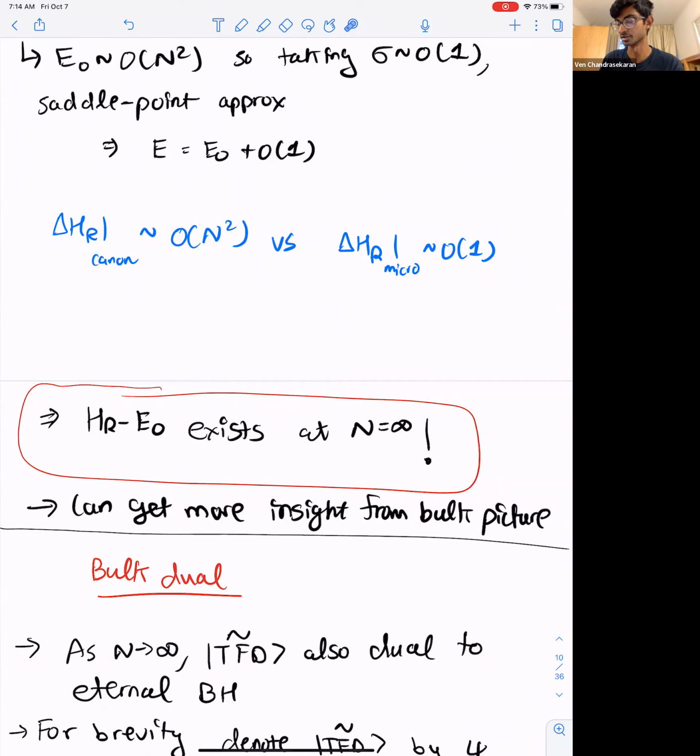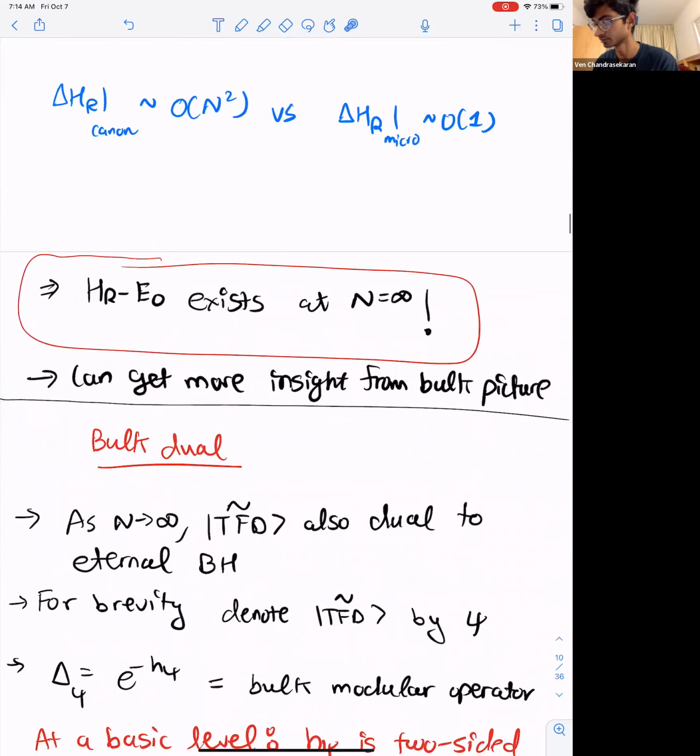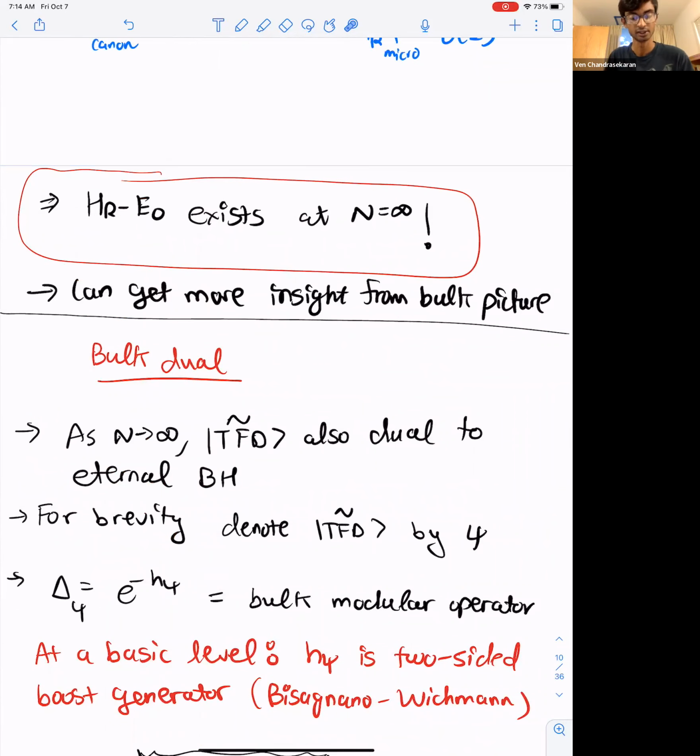In order to get a bit more insight into the picture we're going to be expanding upon, I'm going to talk about things from the bulk perspective. In the n goes to infinity limit, this microcanonical thermofield double is also going to be dual to essentially the same black hole as before. The only difference now is the fluctuations in the energy. So you can have the exact same picture in mind that I drew earlier. Just remember that the energy fluctuations are going to be slightly different, and that'll be relevant later. But for notational simplicity, I'm not going to keep writing the tilde thermofield double. I'm just going to call it psi. So wherever you see a psi, it always represents the microcanonical thermofield double state.